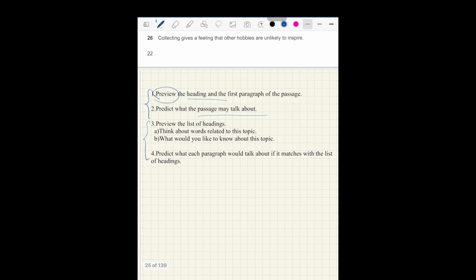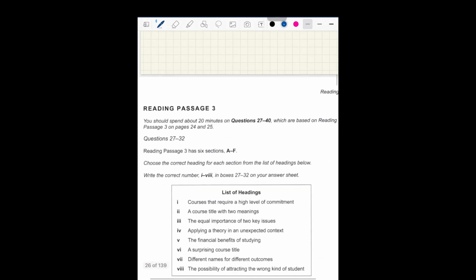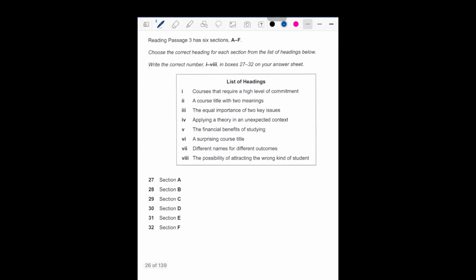When we're previewing the headings, ask ourselves two questions here. Think about words, vocabulary related to the topic, and also what you would like to know about this topic, how the author would organize information. Since we're choosing the heading of each paragraph, we really should ask ourselves how the author would organize information so that the purpose of this paragraph is to present the reader with this information. Okay, let's look at the list of headings.